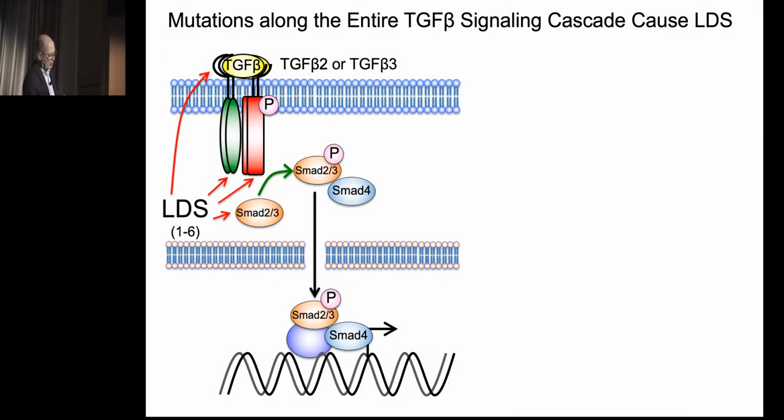Based upon what we had learned about Marfan syndrome, we reasoned that this condition would also relate to TGF-beta signaling. And in fact, we now know 6 genes that can cause Loeys-Dietz syndrome, all directly involved in the TGF-beta signaling pathway. These genes encode either TGF-beta 2 or TGF-beta 3, either subunit of the TGF-beta receptor, or SMAD2 or SMAD3, the direct signaling intermediates for TGF-beta.